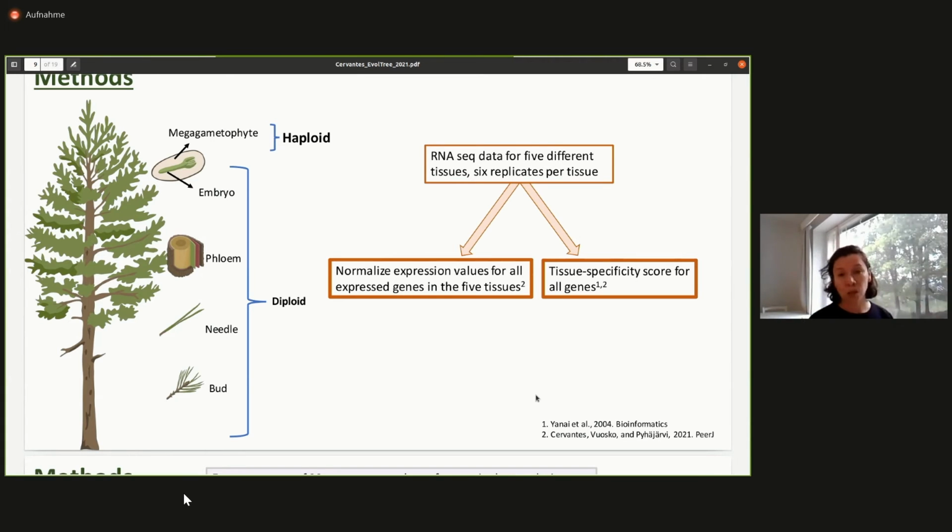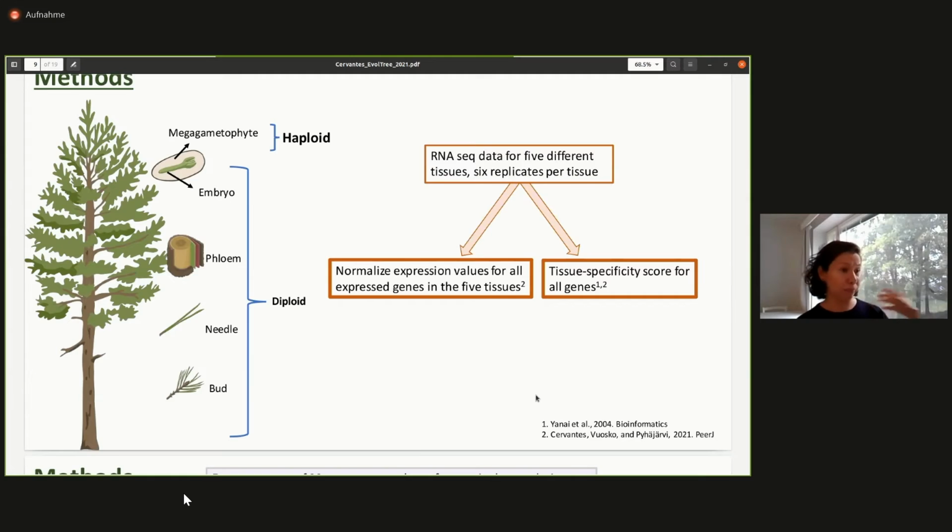This score of tissue specificity ranks the genes from 0 to 1. 0 is assigned to genes that are widely expressed, expressed in all 5 tissues or in most of the tissues, and 1 is assigned to genes that are tissue specific, genes that have expression in only 1 out of the 5 tissues.